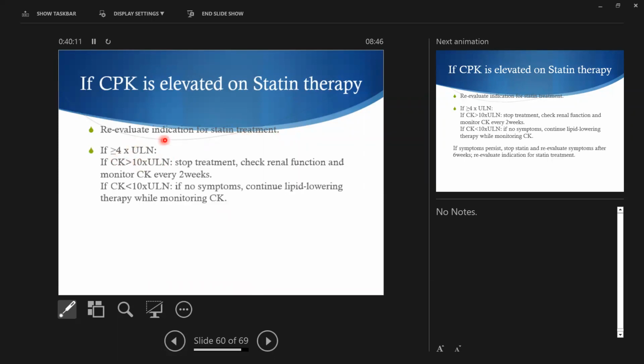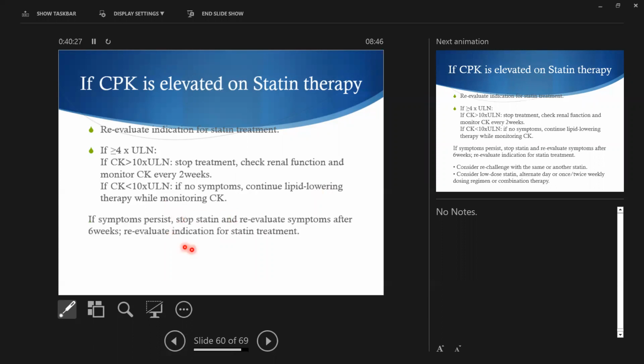If CPK is more than 4 times, then it can be 2 situations. One is more than 10 times the upper limit, then stop treatment and check renal function and monitor CK every 2 weeks. If it is less than 10 times the upper limit, no symptoms, continue lipid lowering therapy while monitoring CK. If symptoms persist, stop statin, reevaluate symptoms after 6 weeks, and reevaluate the indication for statin.